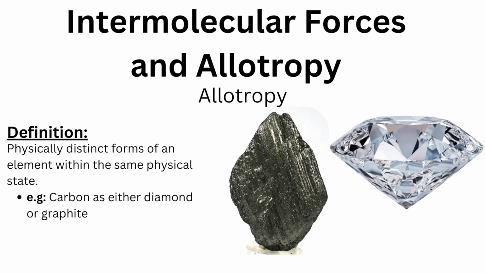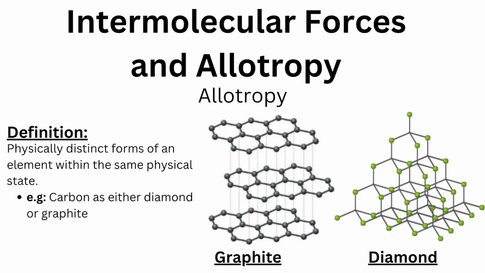This is the existence of two or more physically distinct forms of an element within the same physical state. For example, carbon as a solid can be diamond, but could also be graphite, both made from the same element but have physically distinct properties. These various forms are called allotropes. The difference between the allotropes in our example of carbon is the number of carbon atoms bonded to one another. In graphite, each atom has 5 bonds, whereas in diamond, each atom has 4 bonds.